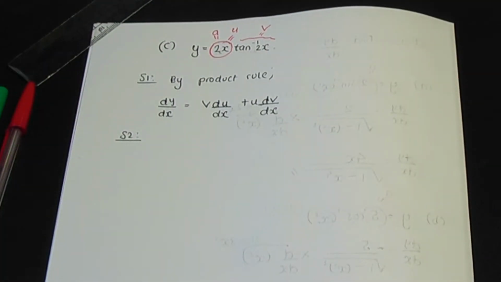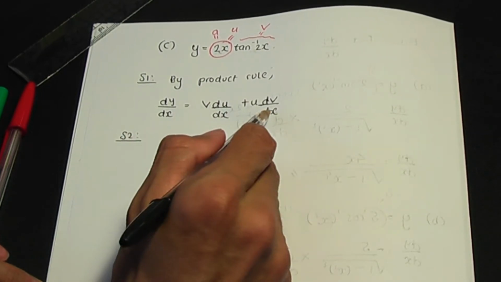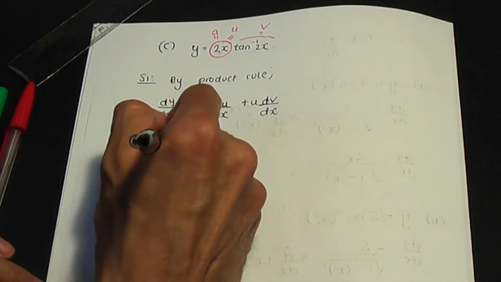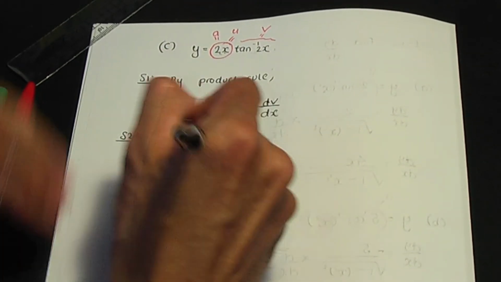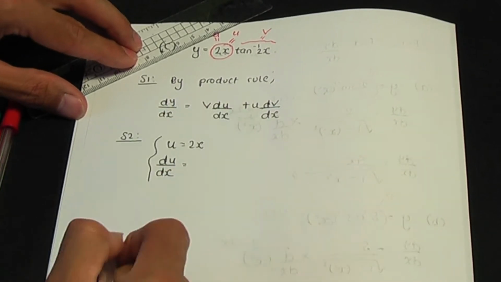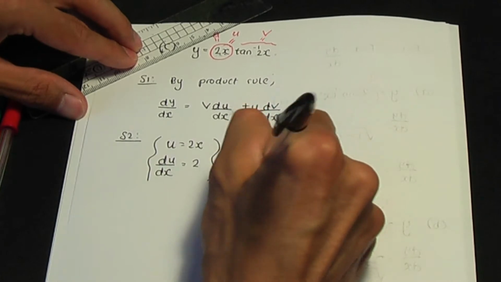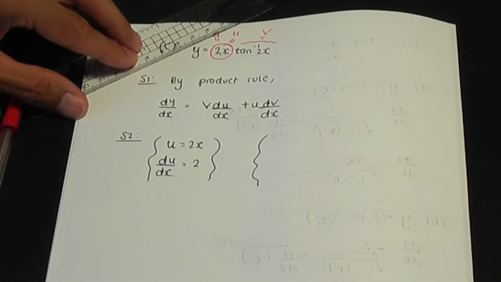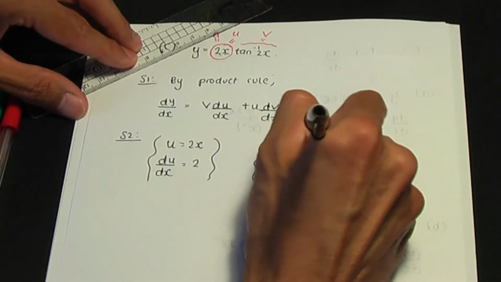Now, in step number 2, let me do a side calculation. I need du over dx. I also need dv by dx. So u, I've taken that to be 2x. So du by dx: when I differentiate 2x, it's 2. Let me do another side calculation alongside this one. So v is tan inverse 2x.